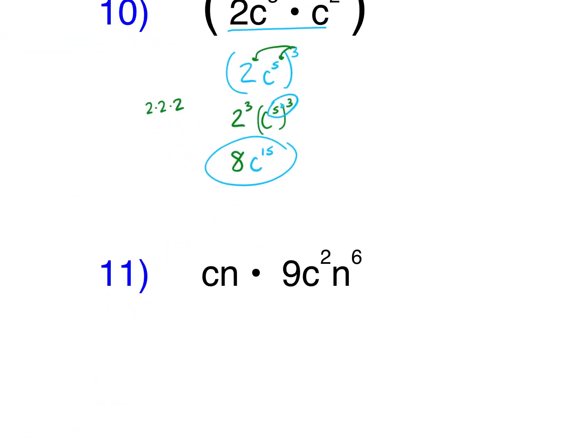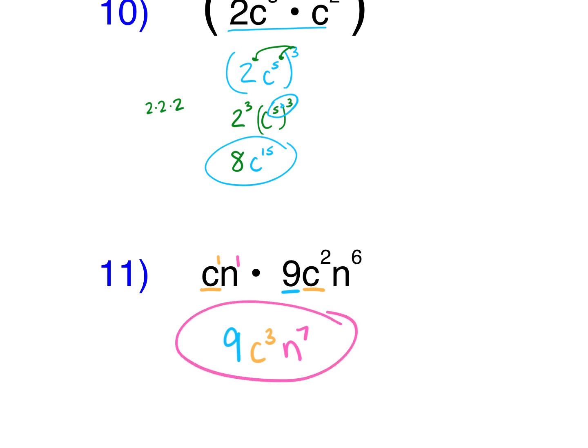All right, 11. Doing the same thing. First, let's multiply our numbers together. We only have 9, so we're going to start with 9. Next, let's look at the c's. When we multiply, we add the exponents. What's the exponent on the first c? 1. So what's 1 plus 2? So c to the 3rd power. What's the exponent on the first n? 1. So 1 plus 6. So n to the 7th power. That would be our answer.